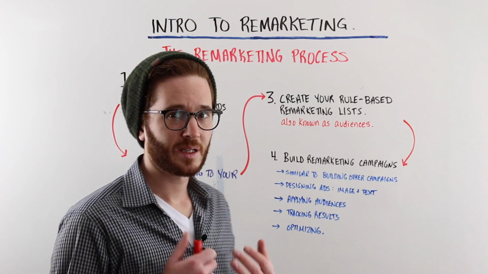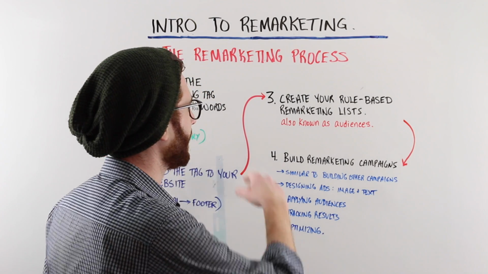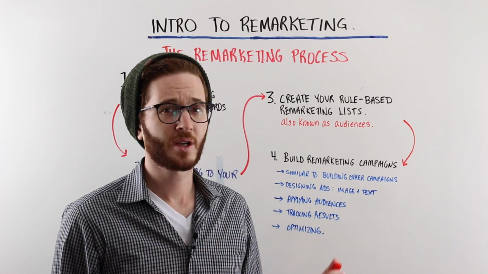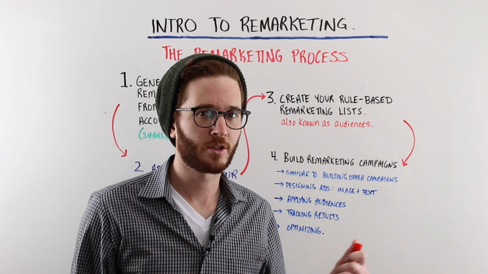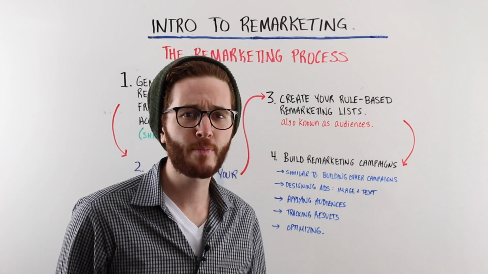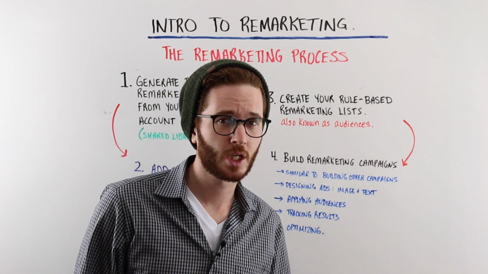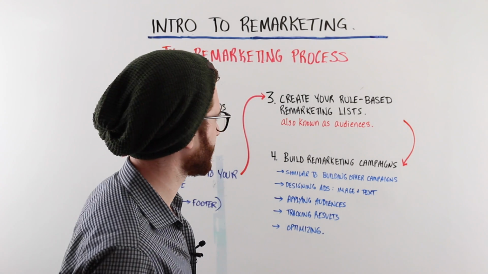Now that we have our remarketing tag set up, we're starting to track visitors. We need to create our rule-based remarketing lists. AdWords is going to generate for us a standard default all visitors list. It'll be everybody who's been to our site, or anybody who's been to any page that has our remarketing tag installed on it.